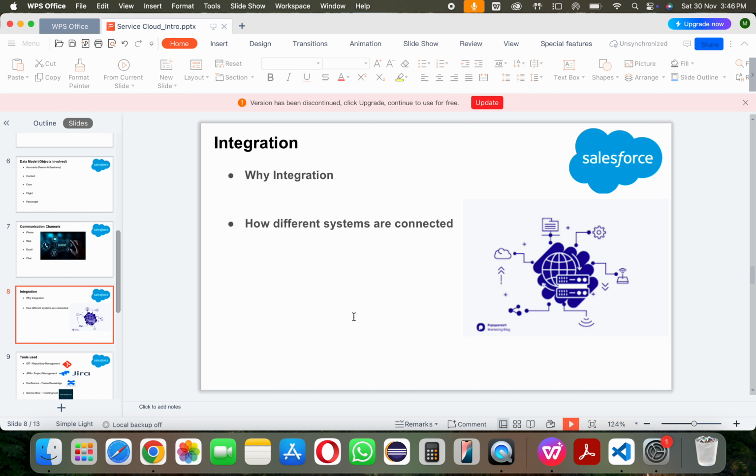It's not only about that. If you want to authenticate or authorize the data, or do some manipulations and conversions, everything will be handled by a middleware, which can take care of all these integrations. So for that reason, integration is surely required in any project.